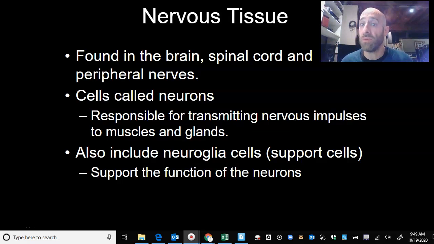It uses electrical impulses, called nervous impulses, to do so, and they're always going to attach to one of three things. They either attach to another neuron, they attach to a muscle, or they attach to a gland. And their job is they send information to either trigger a response or process information. The neuroglial cells are the support cells. They make the neurons work.